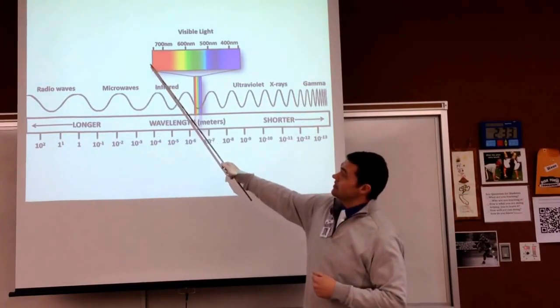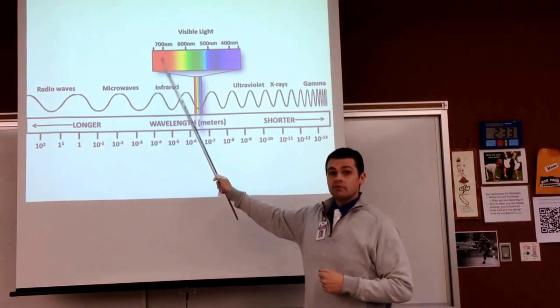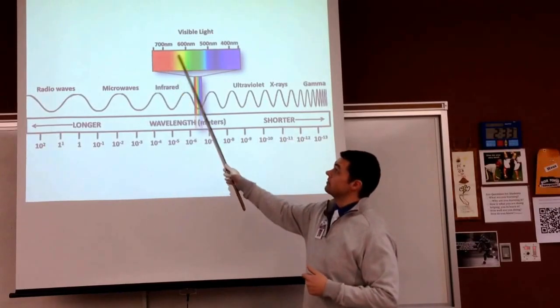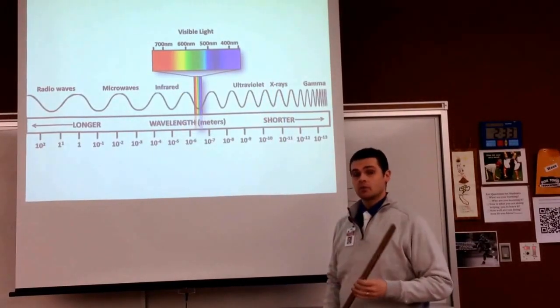And right here you have the different colors of the rainbow: Roy G. Biv, red, orange, yellow, green, blue, indigo, violet. Roy G. Biv, and that's what we can see. That's the part of the spectrum that we're able to see.